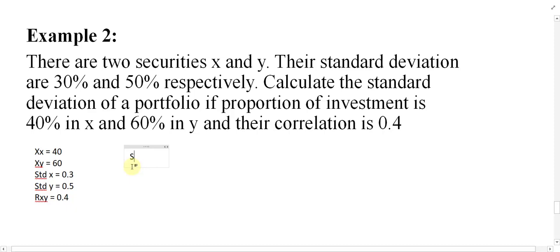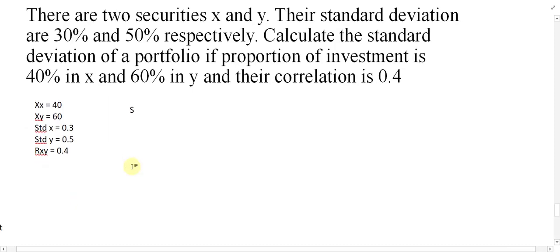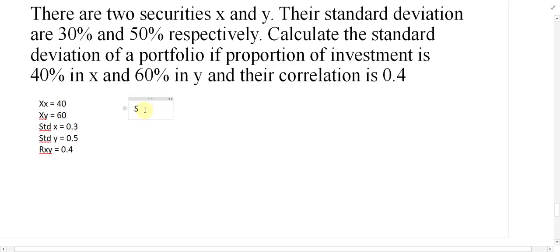So you can say the standard deviation of P, or portfolio, is equal to what? X, 40 into power of 2, into risk of X. How much is risk of X? 0.3, right? 0.3 into power of 2. Then plus, go for the Y. How much is invested in Y? 60. 60 into power of 2 multiplied by risk of Y. How much is risk of Y? 0.5 into power of 2, right?